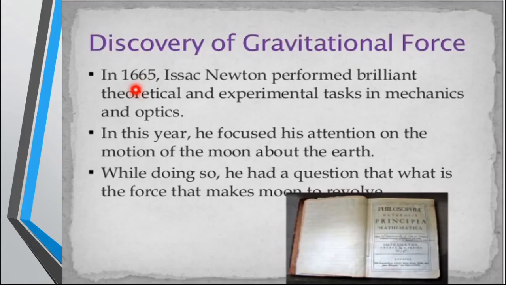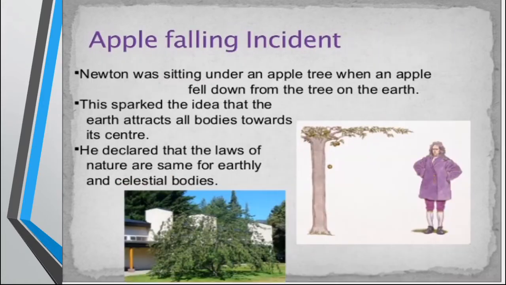In 1665, there was a man named Isaac Newton, an English mathematician who came up with the idea of gravity. He was trying to solve the mystery of why planets revolve around the sun and what the motion of the moon around the earth is. While doing so, he had a question: what is the force that makes the moon revolve? He was thinking about it while sitting under an apple tree.